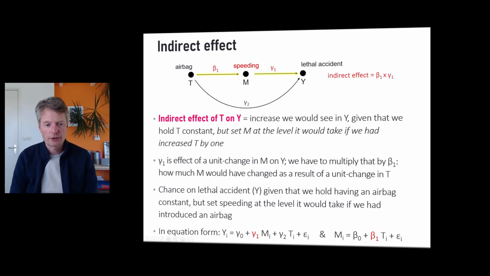So in terms of the airbag, the chance of a lethal accident, given that we hold having an airbag constant, but set speeding at the level that it would have taken if we had introduced an airbag. So in equation form, there are two equations here. There's the equation that we saw in the previous slide, that's the relationship between Y, M, and T. And now we are not interested in gamma 2, but in gamma 1. And then there's the first part, that's simply the relationship between T and M. So here we go, and that's beta 1.